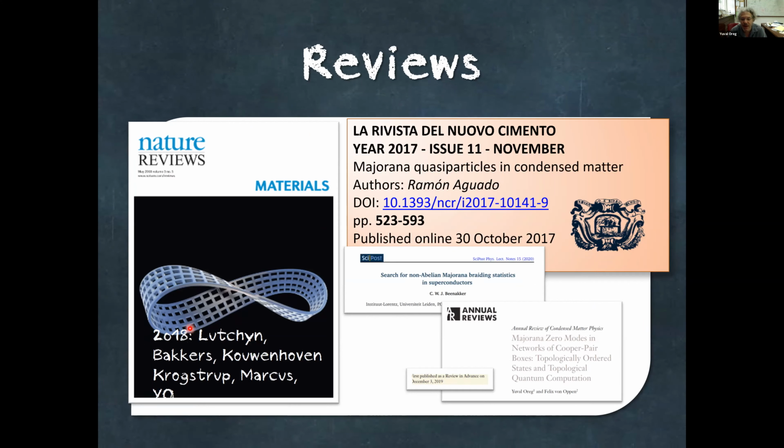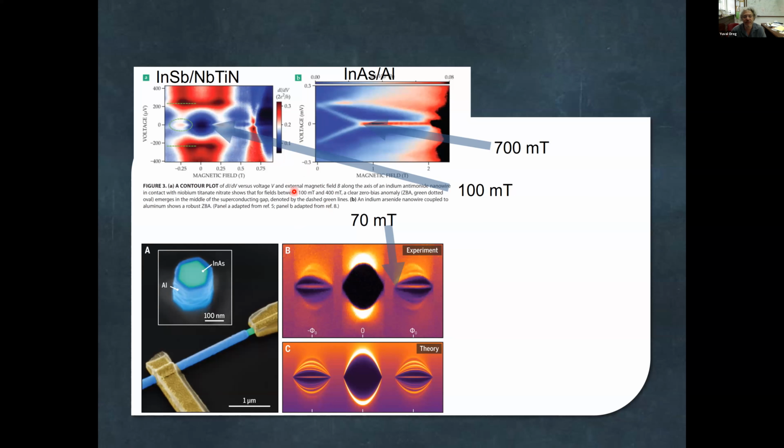So why is it so important to go to lower field, as I'm suggesting right now? Why is it so important to go to a lower magnetic field? This is a summary of 3 different materials, 3 different experiments. This is the indium antimonide wire. The critical field, when we start to see Majoranas, is 100 millitesla.